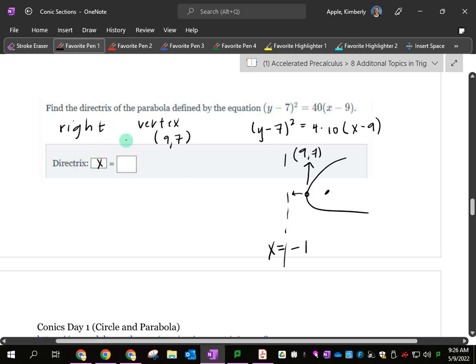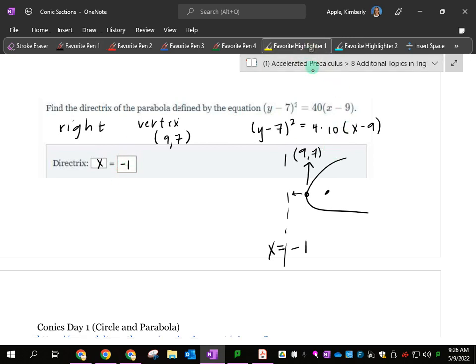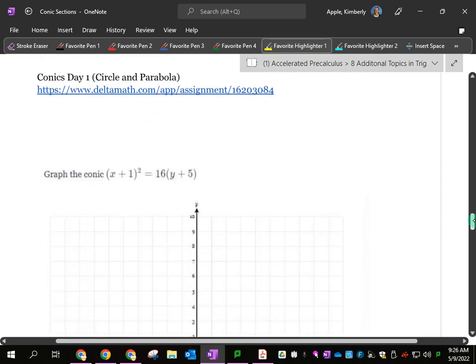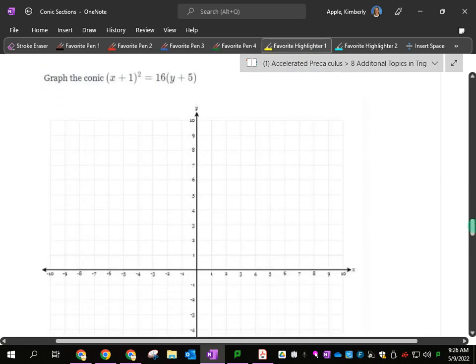Sometimes the directrix will be y equals. Sometimes it'll be x equals. It depends on which way it opens. But finding P is critical to locating the directrix and the focus. Okay. Now you'll graph some.